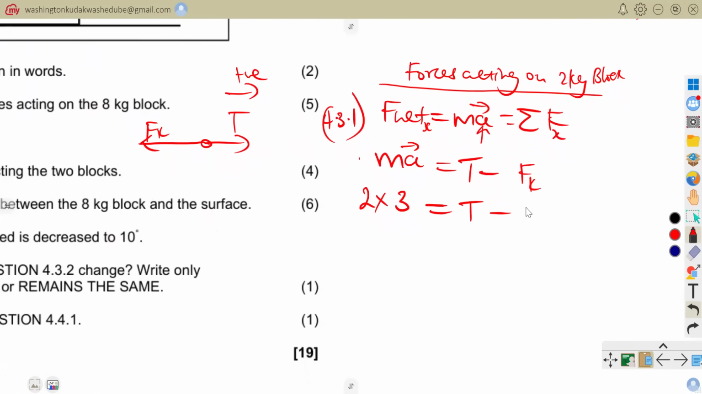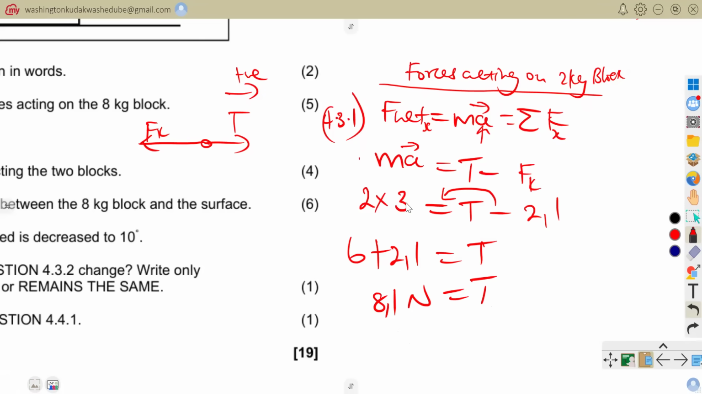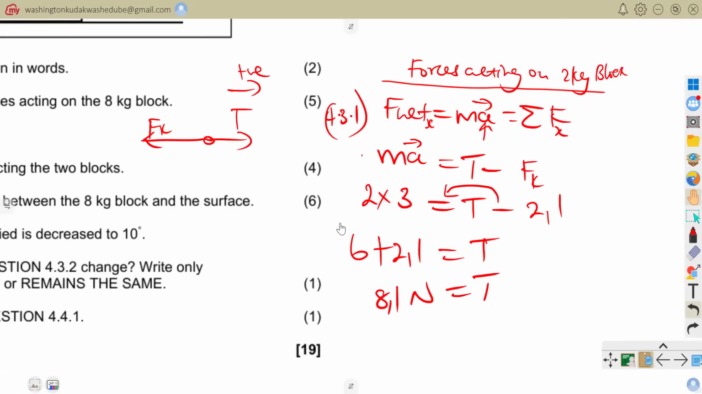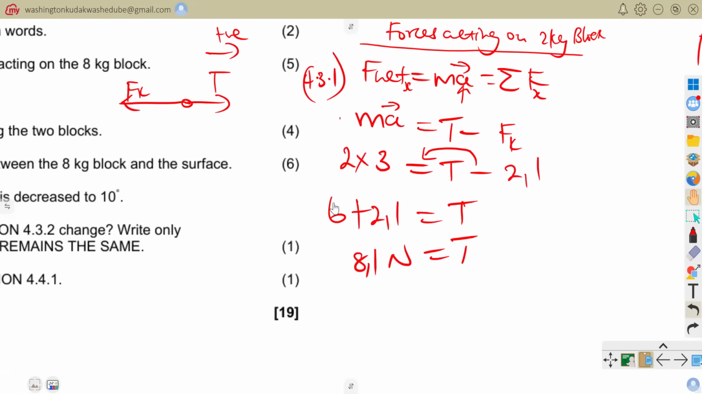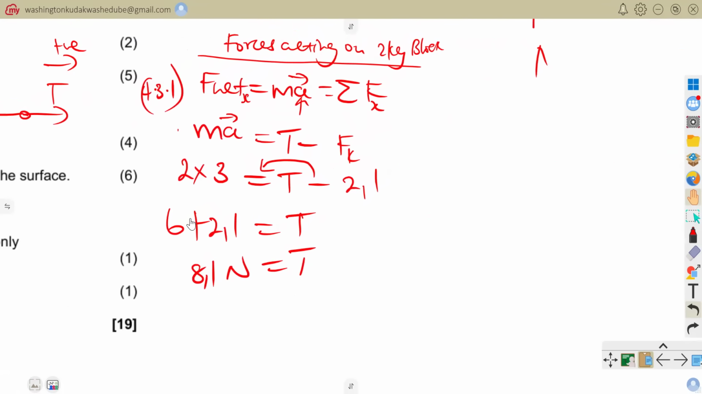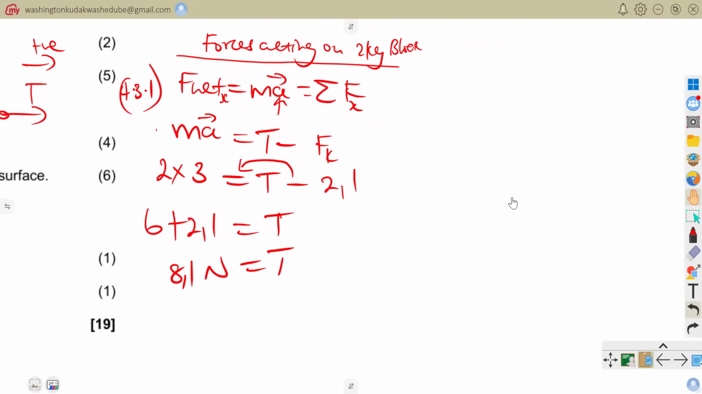I was given this value to be 2.1. So I'll just transpose this value to the other side. 2 times 3 becomes 6 plus 2.1, that is equal to my tension. That is generally equal to 8.1 newtons. That is my tension. Let's look at the second question. Now they're saying calculate the coefficient of kinetic friction between the 8 kg block and the surface. You would see that they asked us to draw the free body diagram of the 8 kg block.